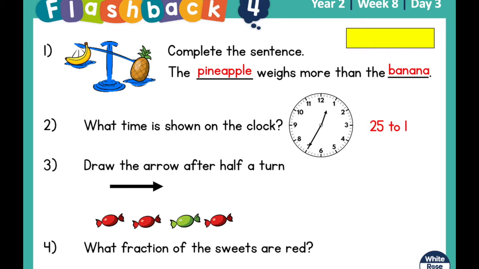Question 3, draw the arrow after half a turn. And it would be facing in the other direction, just like that. And question 4, what fraction of the sweets are red? The answer is 3/4. Right, let's get started with our PowerMaths lesson for today.